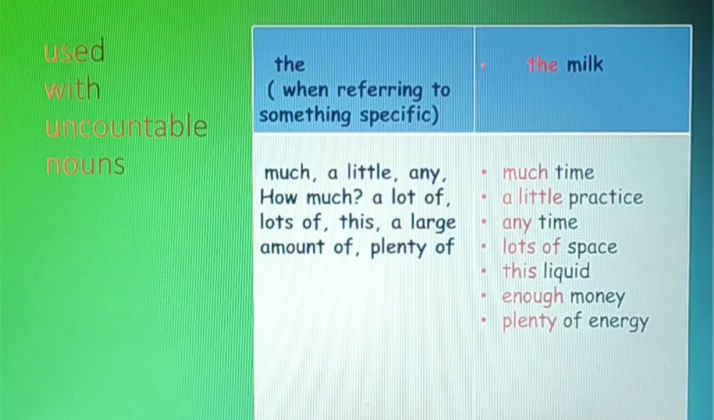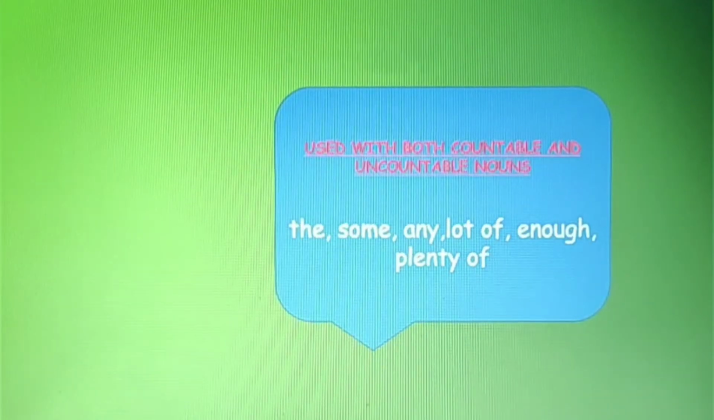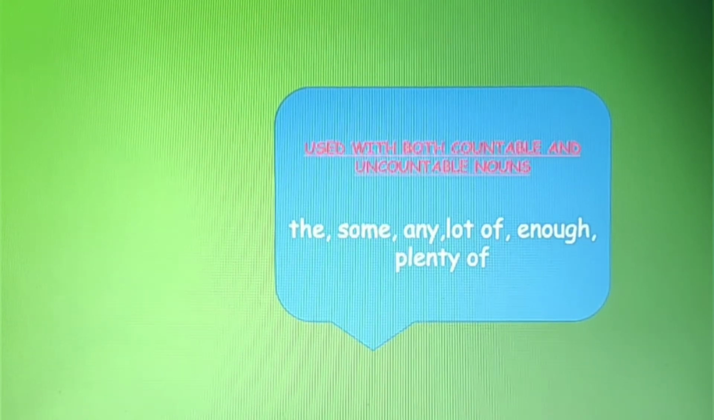Plenty of energy. Again, energy is uncountable. We cannot count it, but we can use the words plenty of energy. This boy has plenty of energy. Now let's look at some words which can be used with both countable and uncountable nouns. We used the before also. We learned how it can be used with countable and uncountable nouns, right?